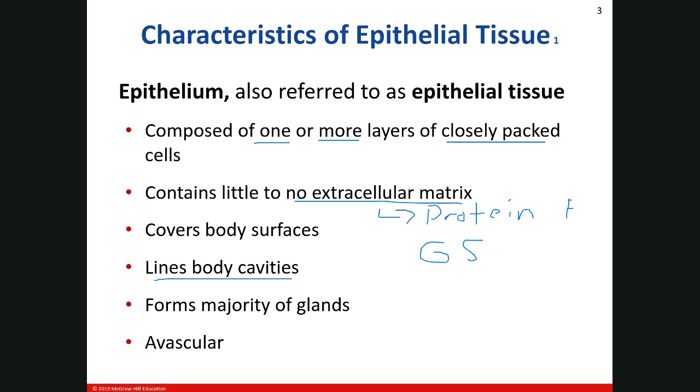Remember what we learned about. What's the name of the covering of the body cavities? Do you guys remember? All right, I'll be a little more specific. There's 4 membranes in your body. We learned the first one on the first day of lab. It's the name of a membrane.